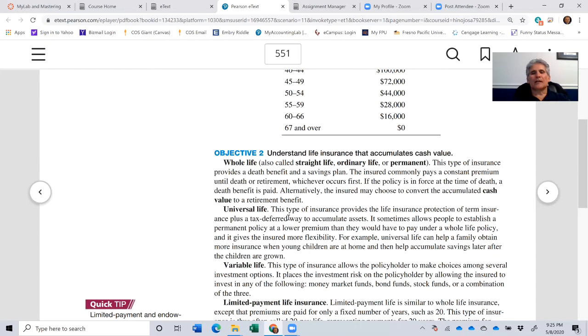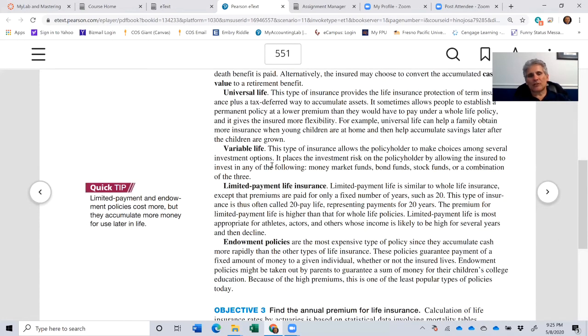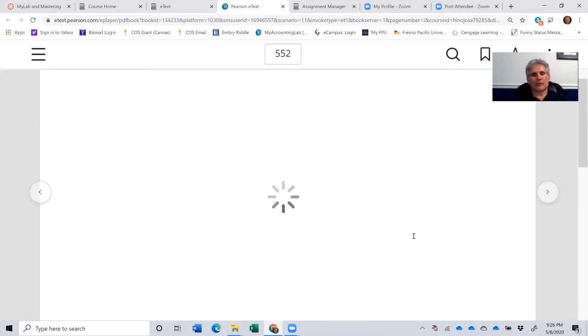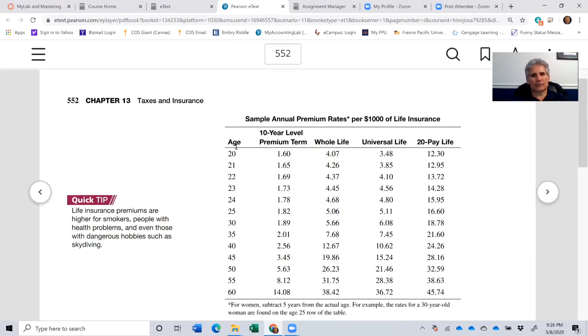So consider that as far as whether or not you really want to go with whole life and universal life. There's just more discussion of variable life. There's limited payment life insurance. You can take a look at those. And then the good news, again, is that life insurance is very much like all the other insurances we've been looking at. There'll be some tables based upon your age. And you can see that as we mature and get older, our premiums get pretty high over time.